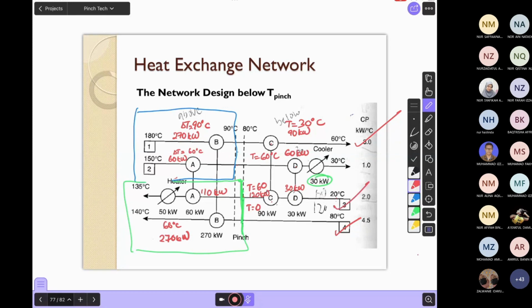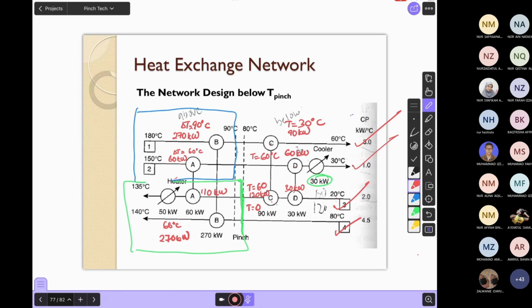Okay. Tapi stream number 2 memerlukan lagi 30 kilowatt. 60 tolak 30. Dia ada lagi 30 kilowatt. Jadi dia nak cool down, dia perlukan 30 kilowatt. That's why you need to install a cooler in front here, which required 30 kilowatt cooler to reach 30 degree Celsius. So barulah settle stream number 3, number 2.